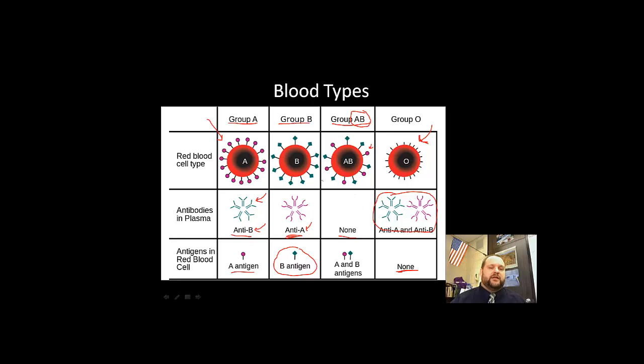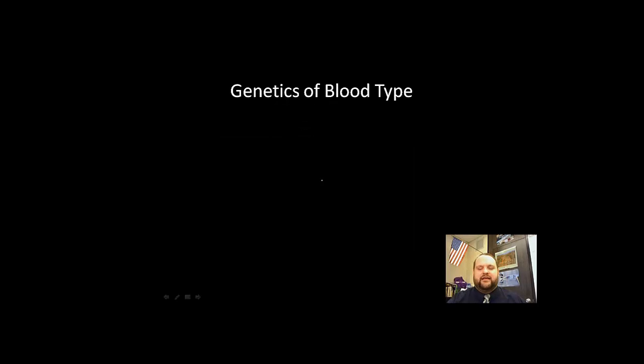Okay, so that's blood type, antigens, antibodies. Let's talk about the genetics of it. The genetics of blood type is fairly interesting. There are three alleles that are going on here.